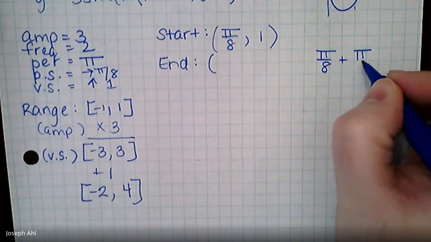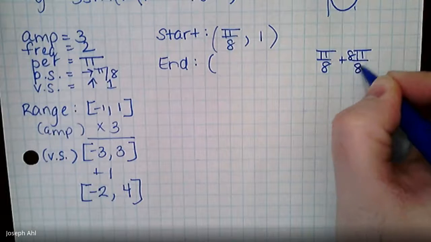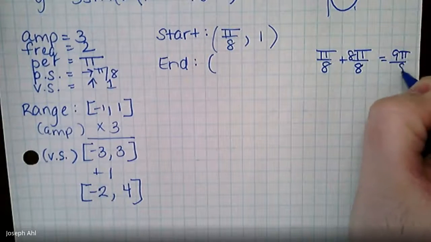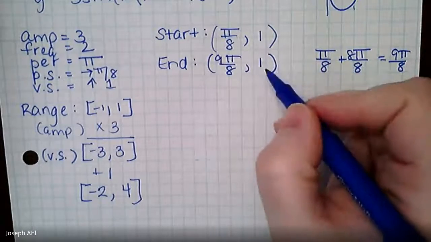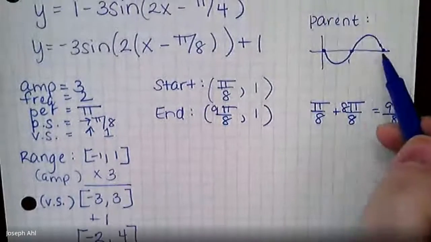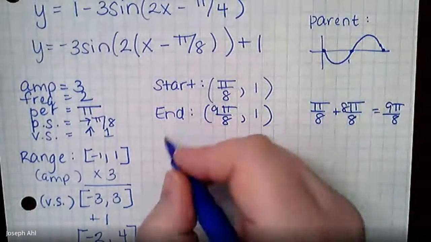When I add on pi, we do need a common denominator, so this would be the same thing as 8 pi/8, which is now at 9 pi/8. Okay, so the end is also 9 pi/8, comma 1. The end y value is the same as the starting y value there.